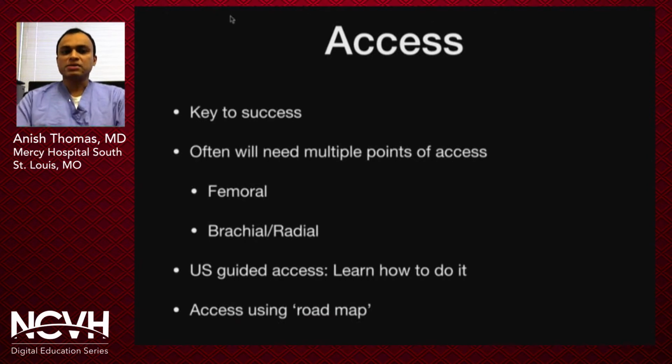When you talk about access, this is key to your success. Often multiple points of access will be needed: femoral access, brachial or radial access. In the last couple of years, with the advent of radial to peripheral interventions and the availability of longer sheaths, my preference has switched from brachial to getting more radial access when I need multiple points of access.